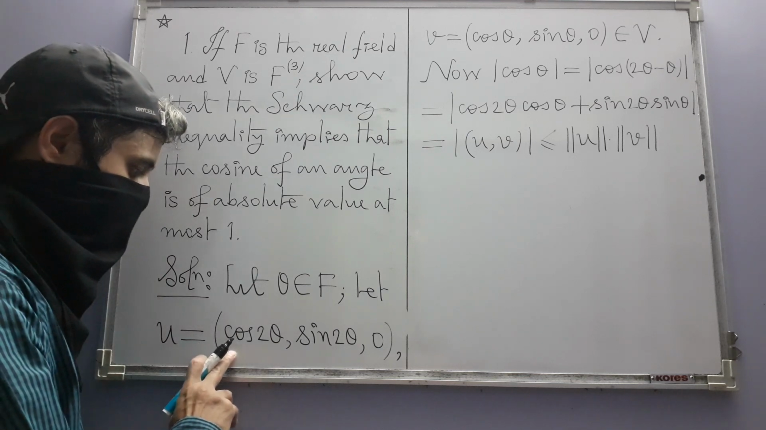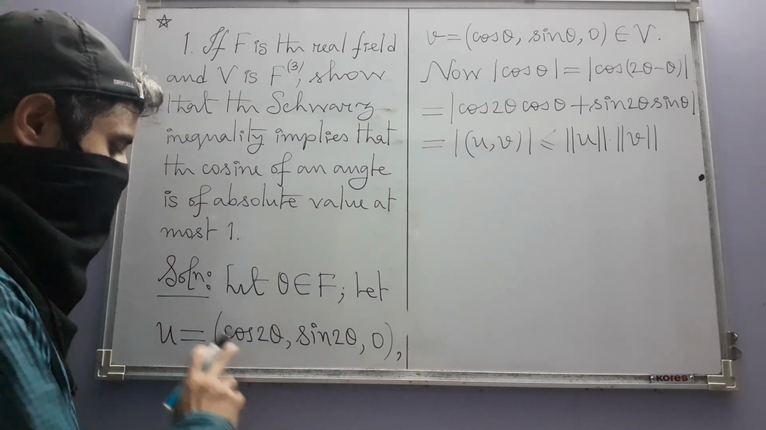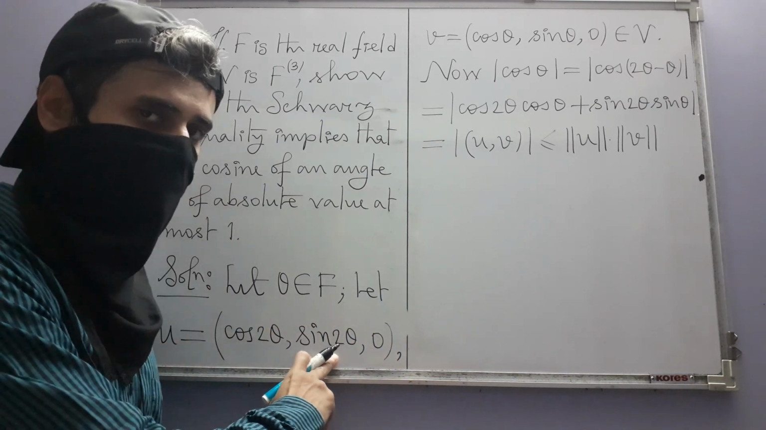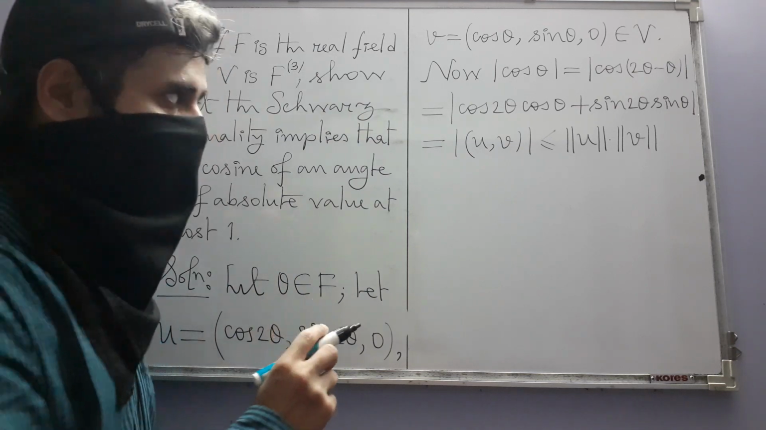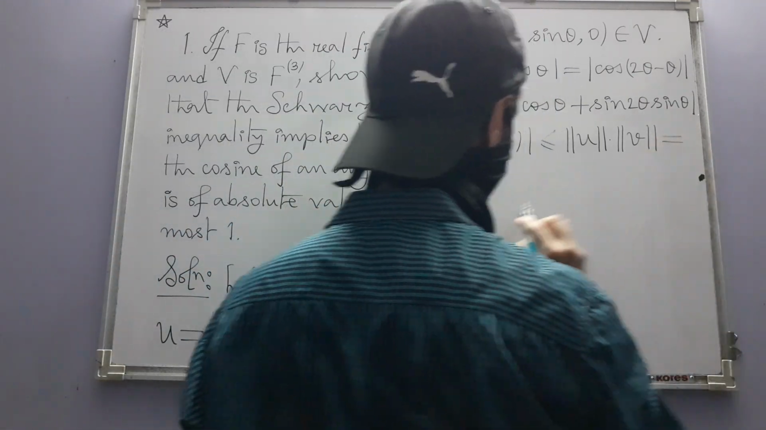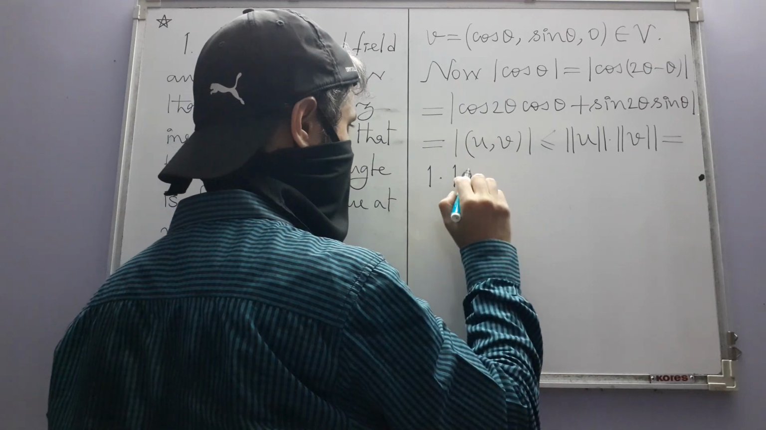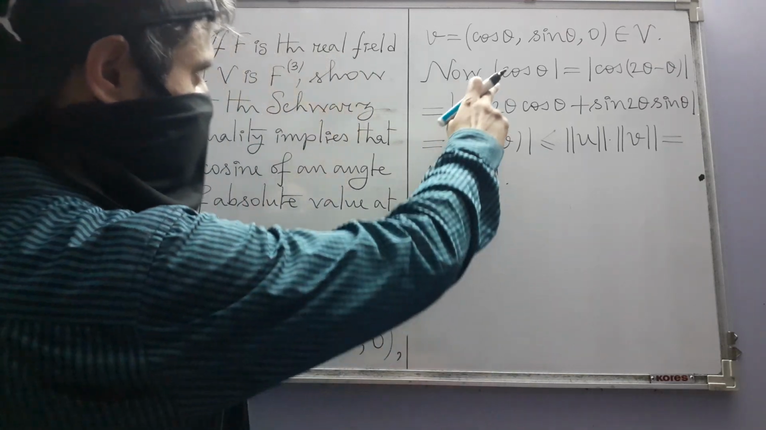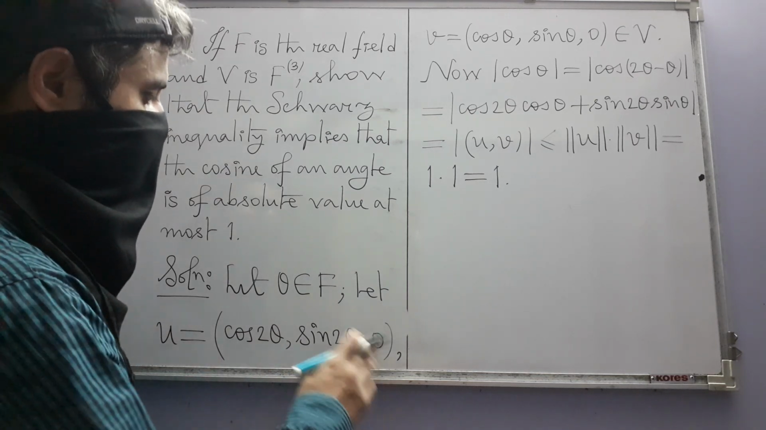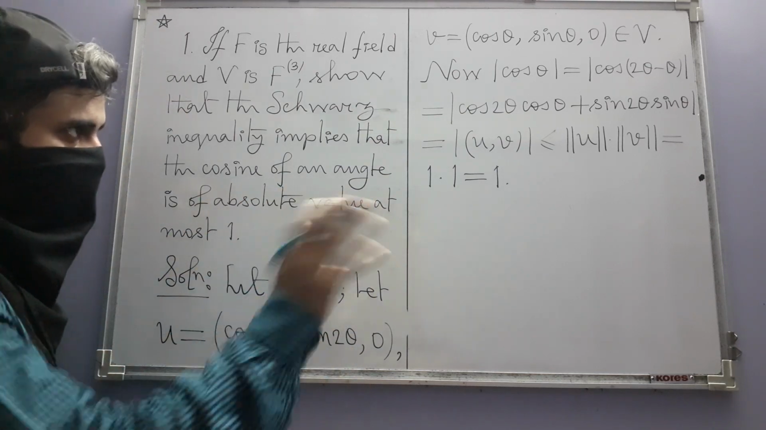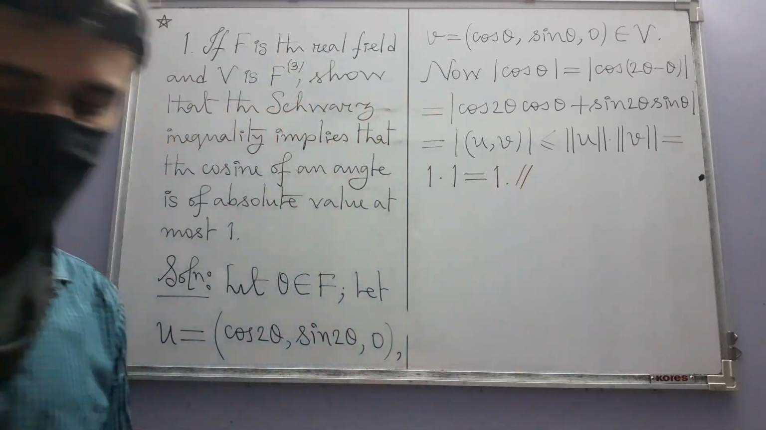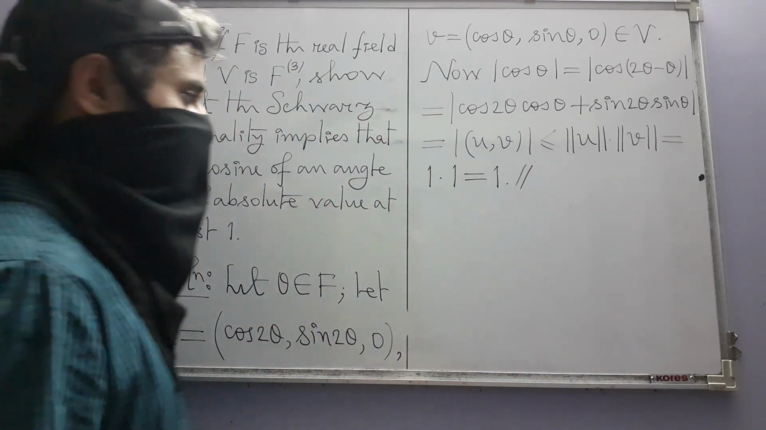But if you calculate the length of u, what will it be? That's simply the square root of cos square 2 theta plus sin square 2 theta plus 0 square, which is 1. Similarly, the length of v is also 1. So that means this is nothing but 1 times 1, which is equal to 1. So that's how the absolute value of cos theta is at most 1. Okay, so we have derived it as a consequence of the Schwarz inequality on a vector space. So that's the solution. Let's see the next one.